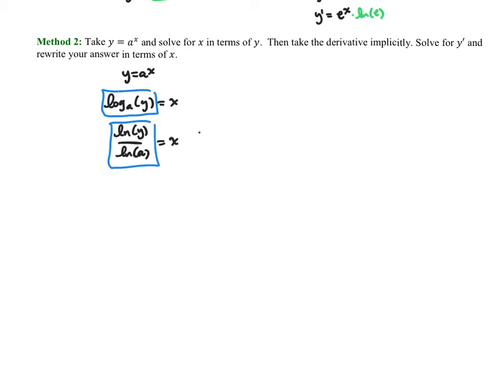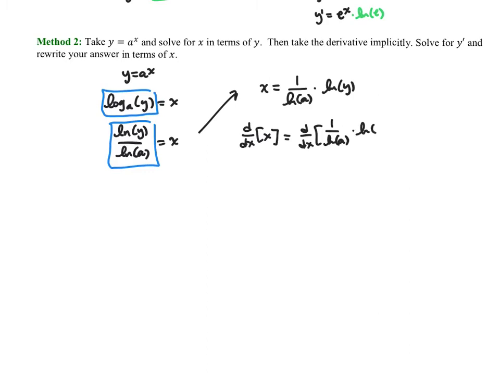Okay, so then what that tells me is that x is equal to 1 over ln of a, which is just a constant, times ln of y. Now I'm going to take the derivative of both sides with respect to x. On the right side, 1 over ln of a, remember, is just a constant, times ln of y. I'm going to have to use some implicit differentiation here.